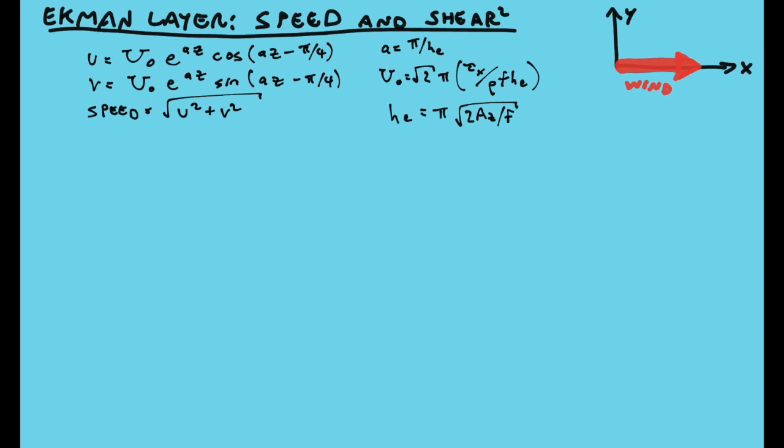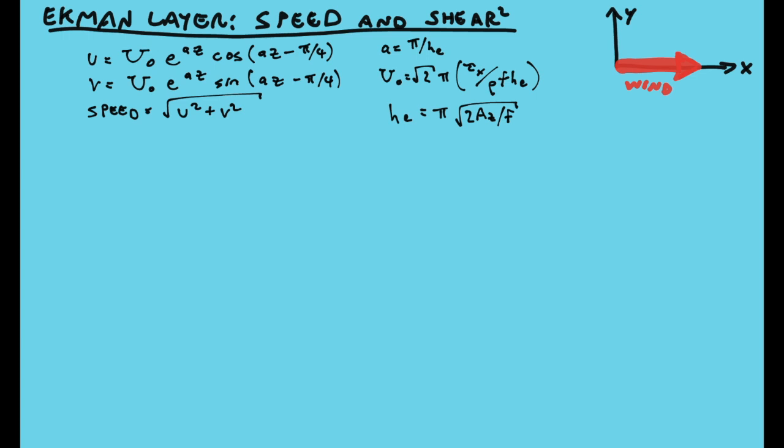This video goes through how to calculate speed and shear squared, specifically how they change with depth through the Ekman layer. I've already written the Ekman velocity solution from our notes. So U equals U naught times the exponential of A times Z, cosine of AZ minus pi over 4. The A there is pi over HE, where HE is our Ekman depth, and that's defined as pi times the square root of 2Az over F. The Az is the eddy viscosity, and the F is the Coriolis parameter.